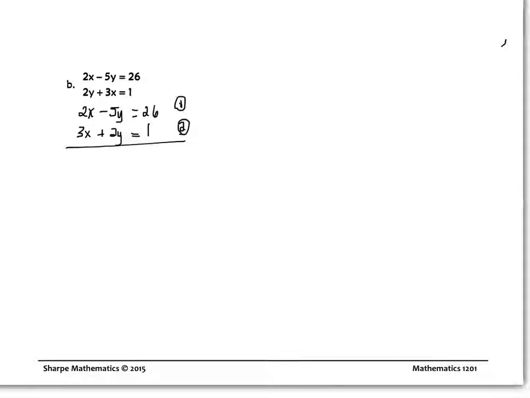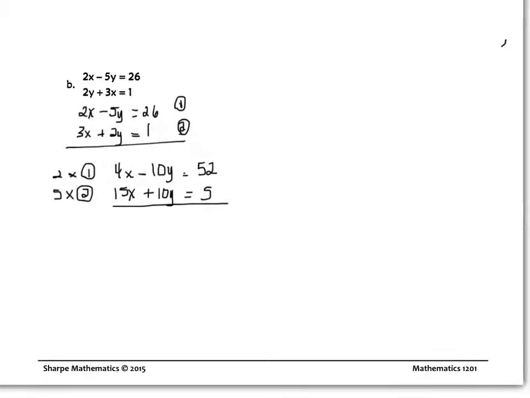So if you look at the numbers in front of the y's, negative 5 and 2, 10 is a common multiple of 5 and 2. So I'm going to try to get one to be a positive 10 and one to be a negative 10. That means I'm going to need to multiply the top equation by 2 to get a negative 10 in front of the y. So that will give me 4x minus 10y equals 52. And then the bottom equation, I would want a positive 10y, so I'm going to multiply everything by 5 in the second equation. That's going to give me 15x plus 10y equals 5.